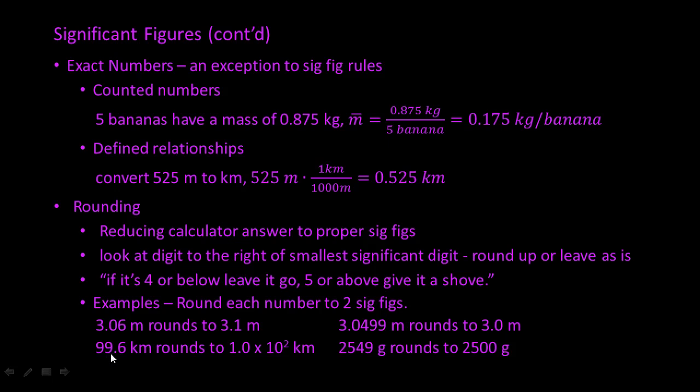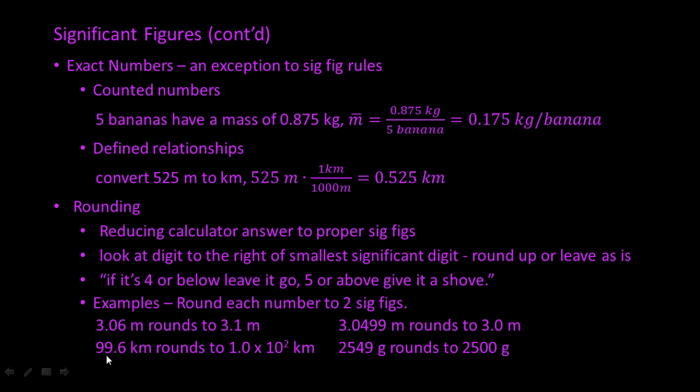Here we have 99.6 kilometers. It's going to round to 1.0 times 10 to the second kilometers. Now you may ask, why did I write such a large number in scientific notation? Well, I had to do this to show the correct number of sig figs. Because notice this 99.6, I'm going to look at the tenths digit. It's above 5, so I'm going to round this to 100.